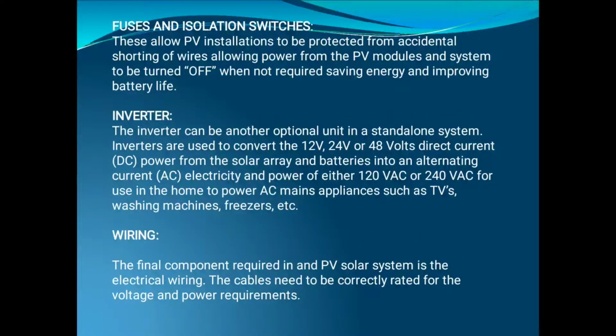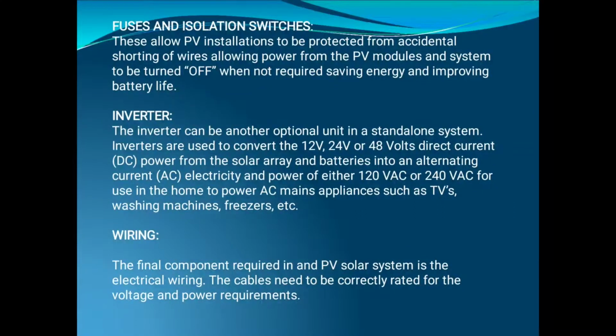Next one is fuses and isolation switches. These allow PV installations to be protected from accidental shorting of wires, allowing power from the PV modules and system to be turned off when not required, saving energy and improving the battery life. Inverter. The inverter can be another optional unit in a standalone system.